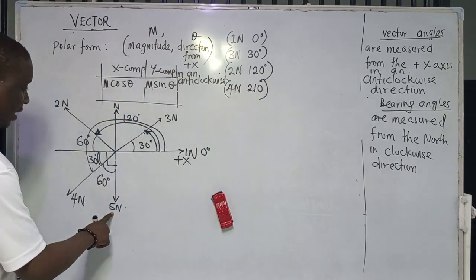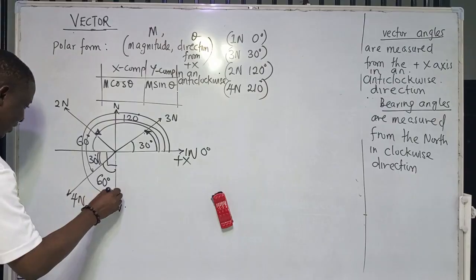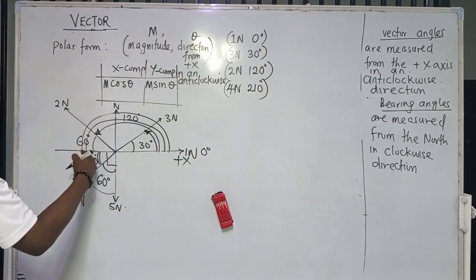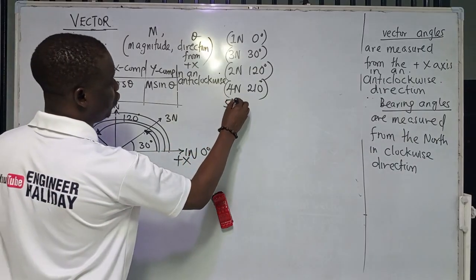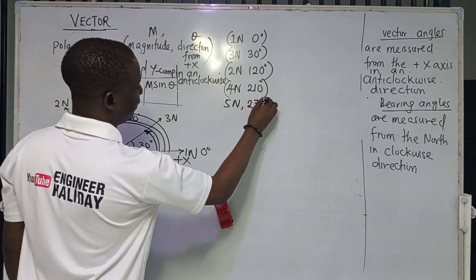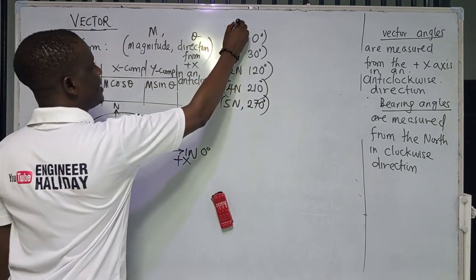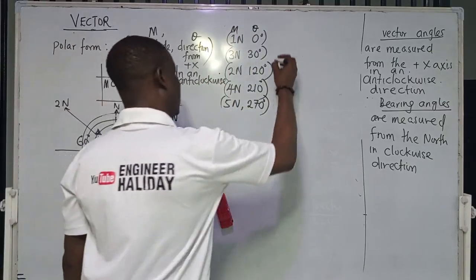So we have, I think this one, just along this is 270 degree. This is 90, 180, plus 90 again is 270. So 5 Newton, 270. Looking at this, it is now in polar form. The magnitude, this is the M, and this is the theta measured from the positive direction.